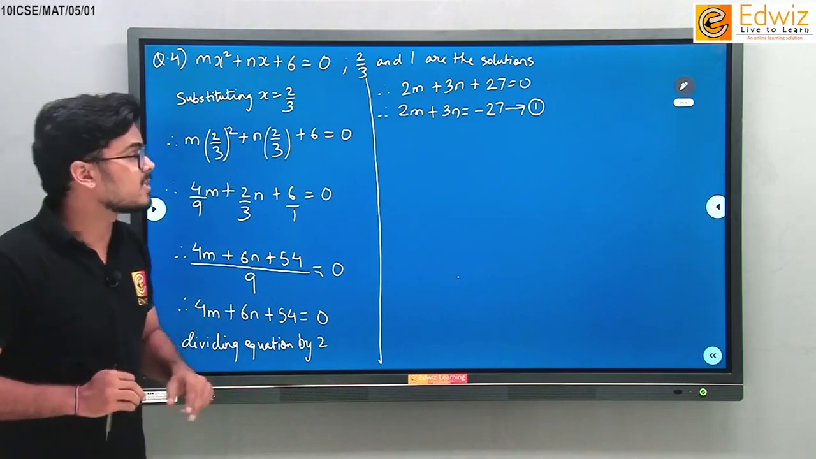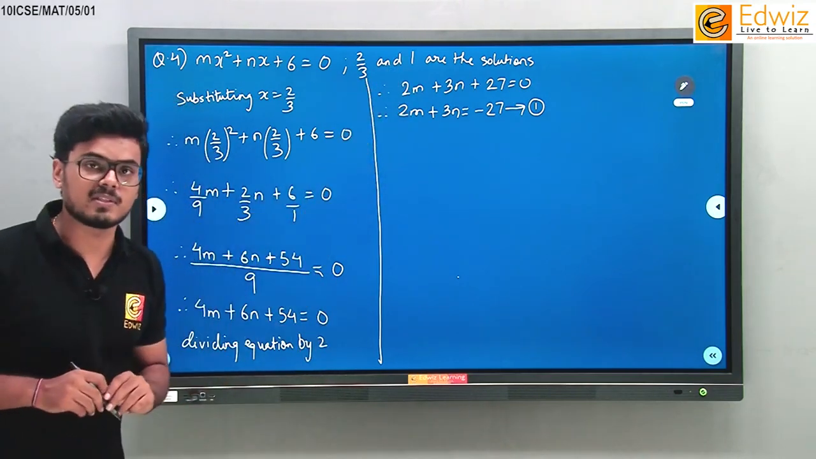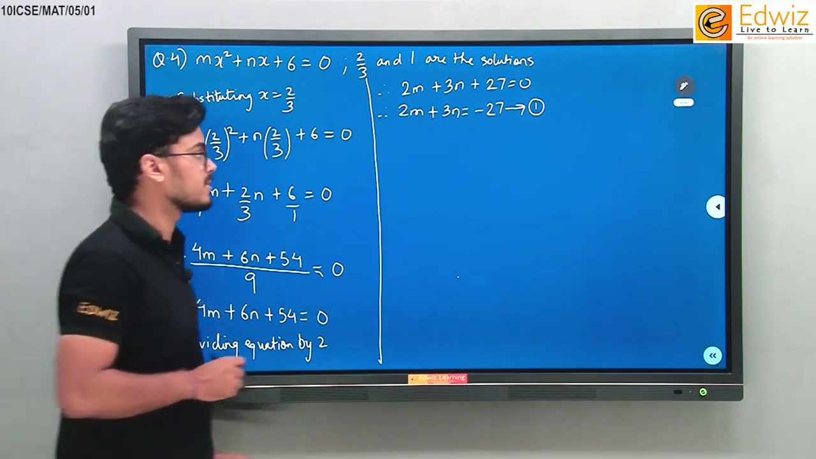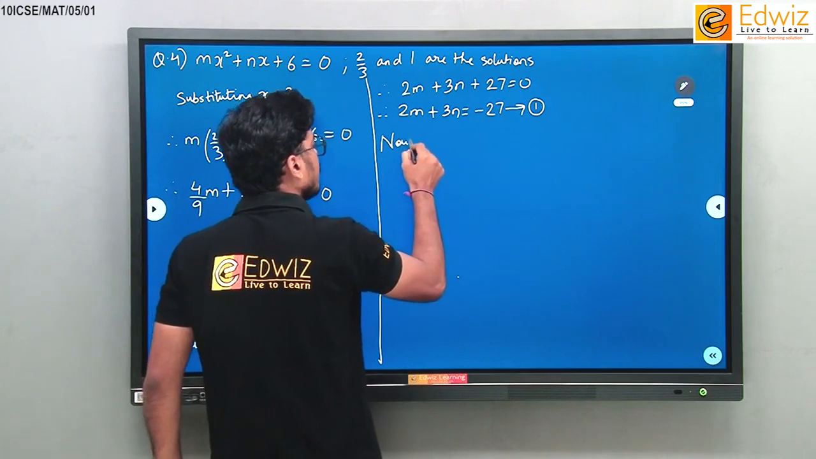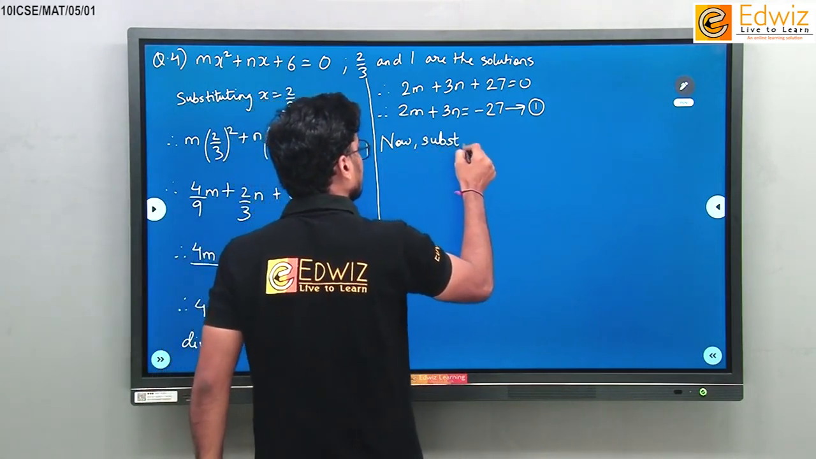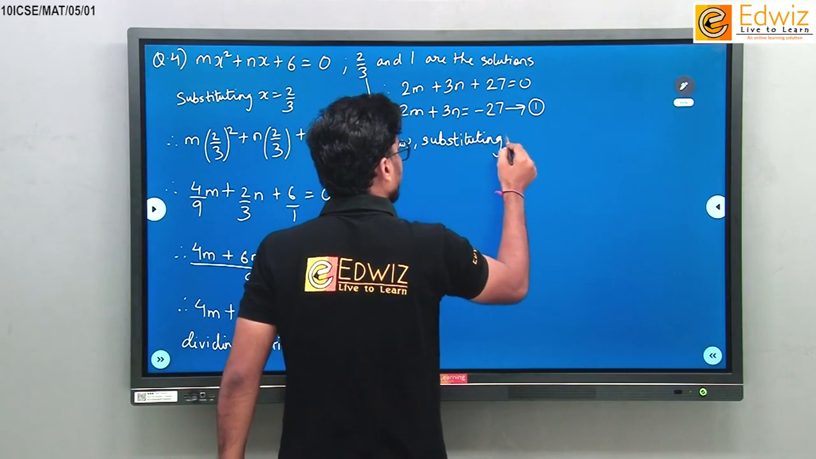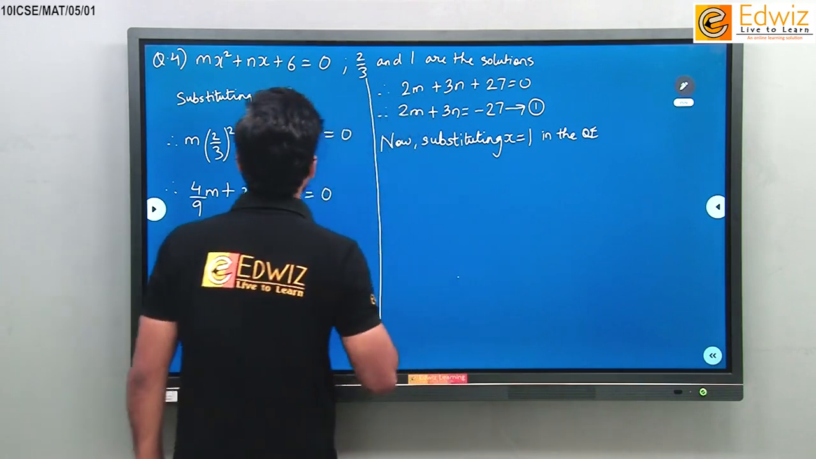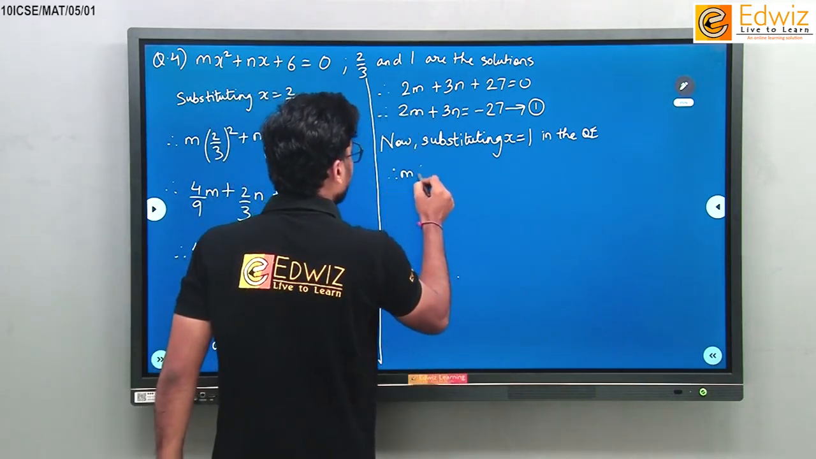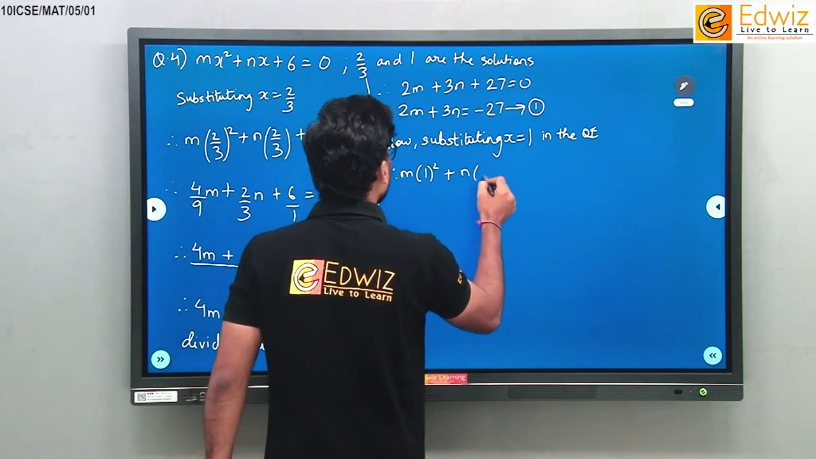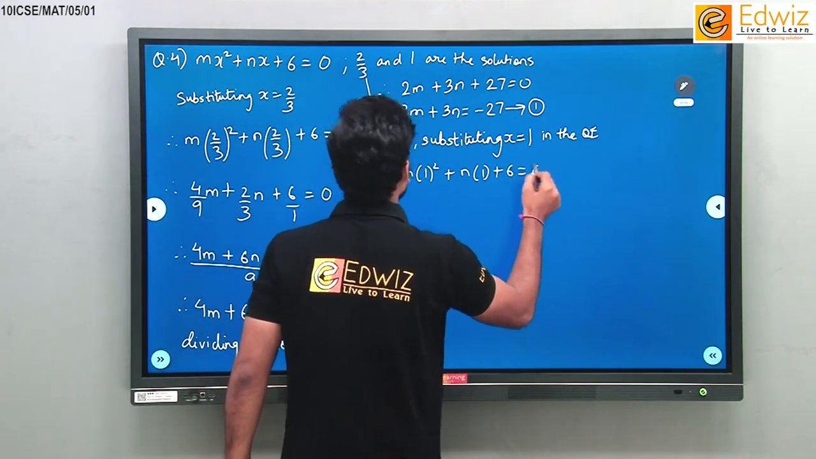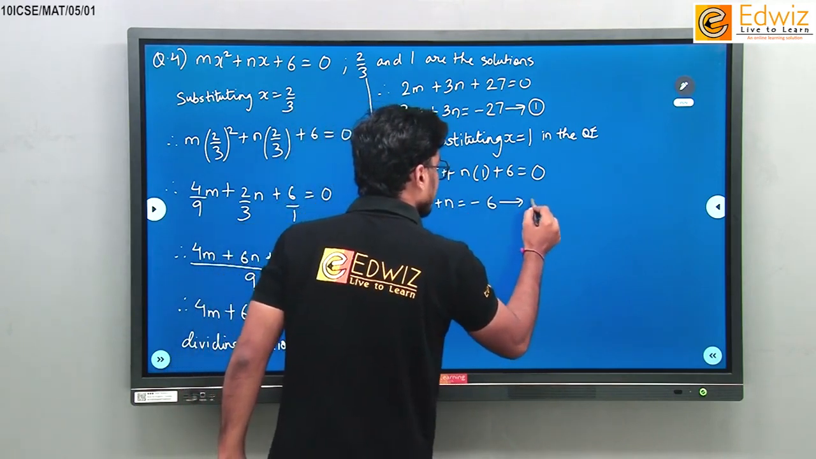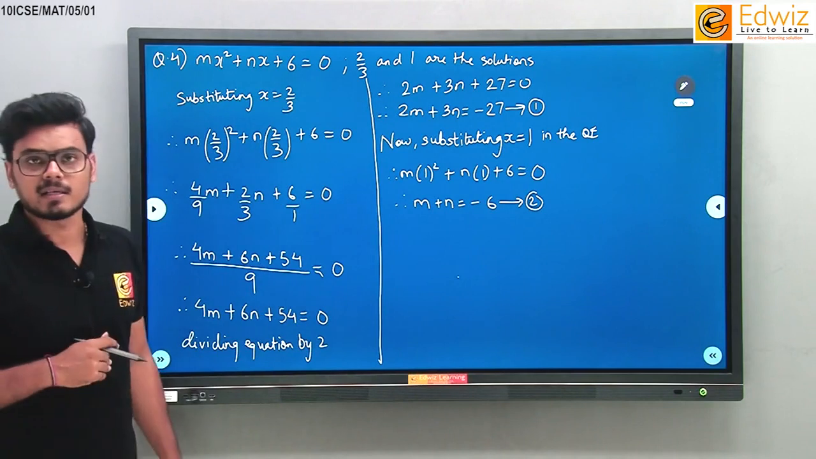How will we get the second equation? For that we have one more solution of this equation, that is 1. Now we will substitute x equal to 1 in the quadratic equation. So it will become m into 1 square plus n into 1 plus 6 equal to 0. That means m plus n equal to minus 6. This becomes my second equation.